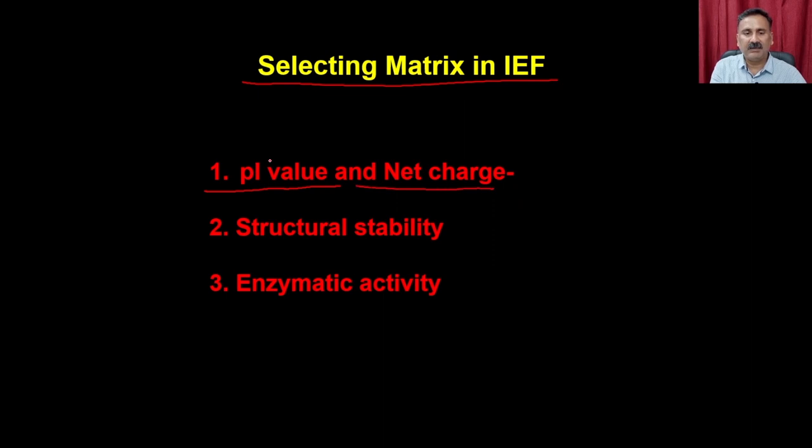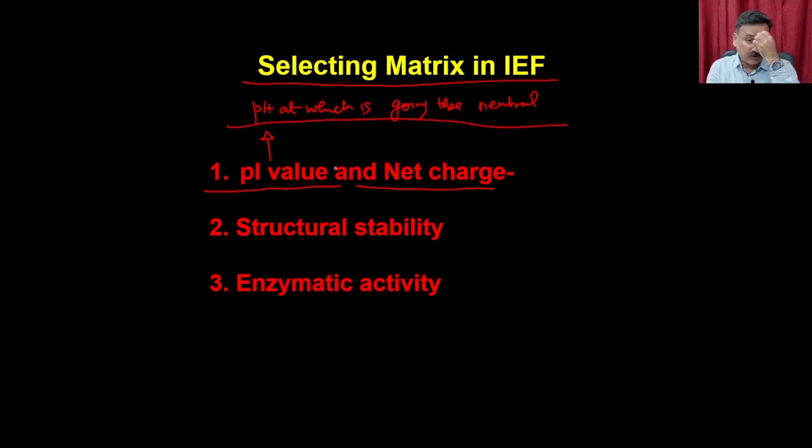You know that the pI value is the pH at which the protein is going to be neutral. Keeping this pH in mind, you can calculate the charge. You can vary the pH of the buffer, and that's how the net charge on the protein is also going to be varied.